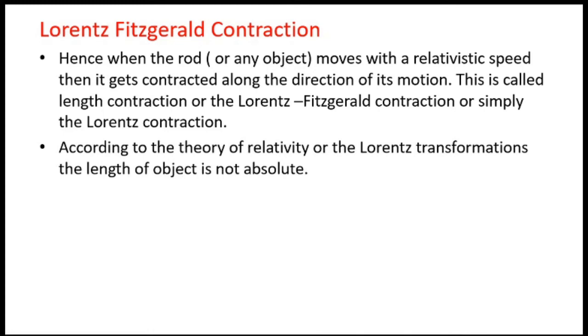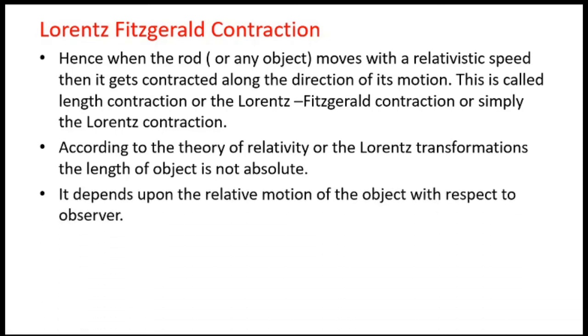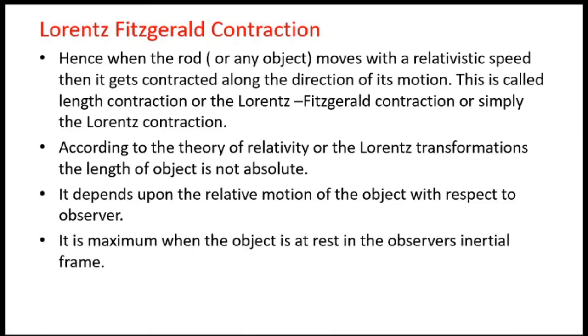Now, according to this theory of relativity or Lorentz transformations, the length of the rod or any object is not absolute. Not absolute means it does not remain the same. If that object or the rod moves with a relativistic speed, it depends upon the relative motion of the object with respect to an observer. It is never constant. If the object moves with a relativistic speed, its length does not remain the same.